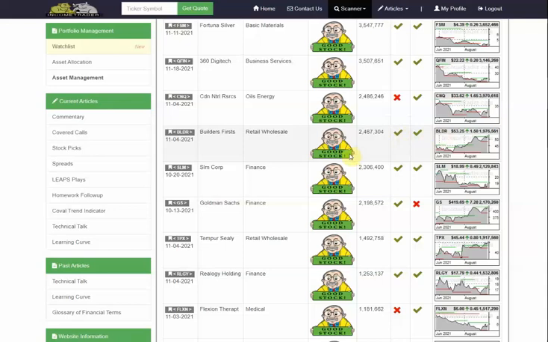So how quickly do we find a really good quality stock that's in an uptrend, a good stock, undervalued? I'm just going to click on the ticker symbol over here on the left-hand side, BLDR.